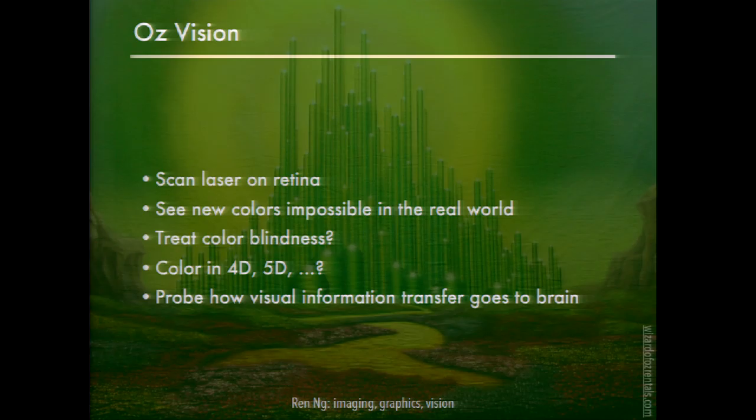And again, just to recap, we have a laser scanning on the retina. We could potentially see colors that are impossible in the real world. We could potentially look into color blindness, and we could potentially look at higher dimensional colors. In general, we want to use this as a platform for neuroscience experiments, because what we really have here is a very high throughput input into the eye and into the brain, right? So we want to see what exactly goes on at the very edge of our perception.